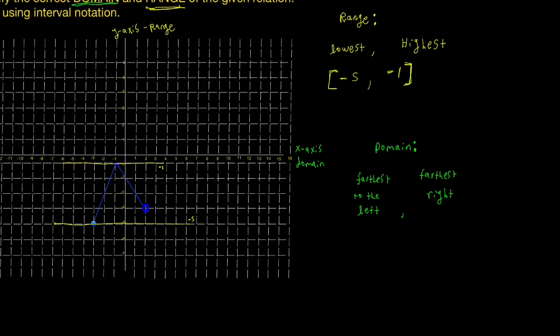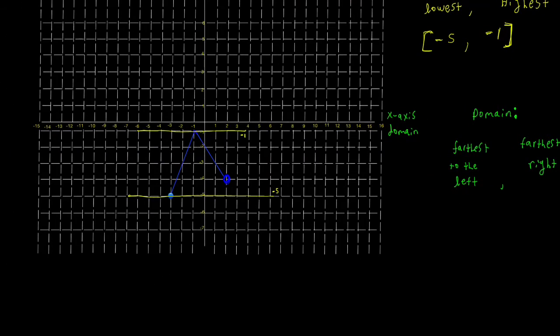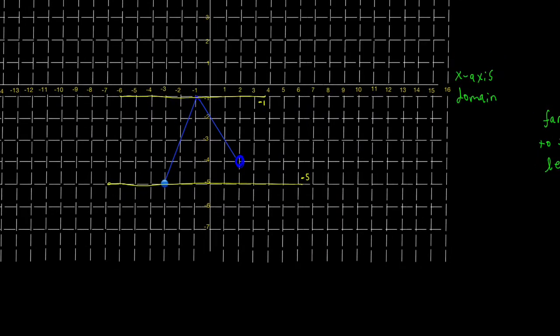Okay, we're 50% of the way there. All we need to do now is get the domain. And to get the domain, we got to get the point that's farthest to the left, and then we're going to get the point that's farthest to the right. Domain is x-axis. So here, the point that is farthest to the left, you can see that it's going to be this one right here.